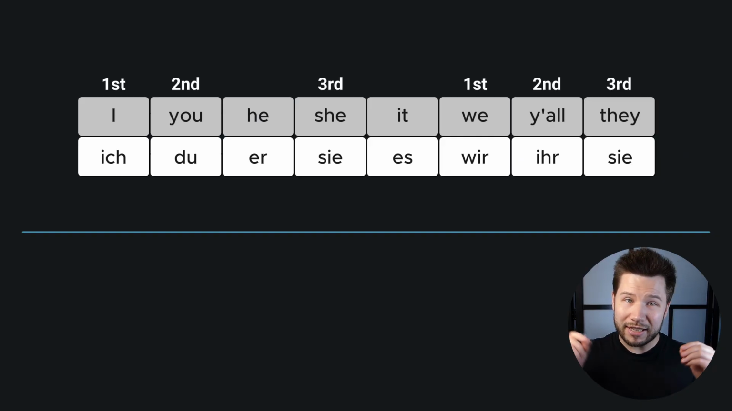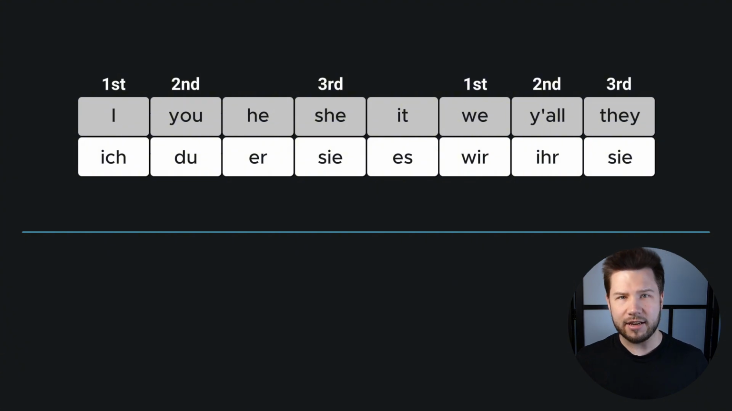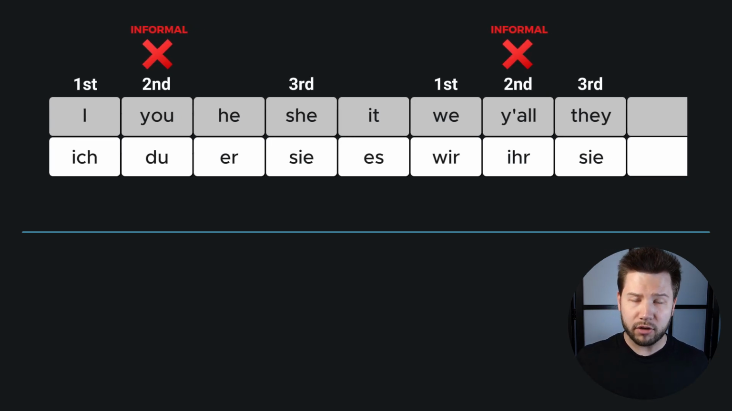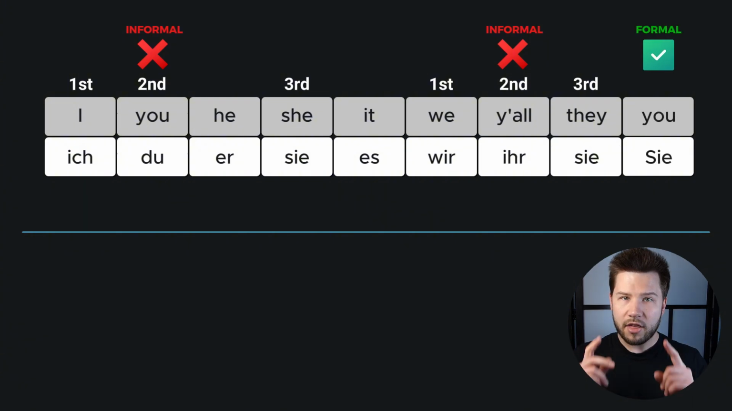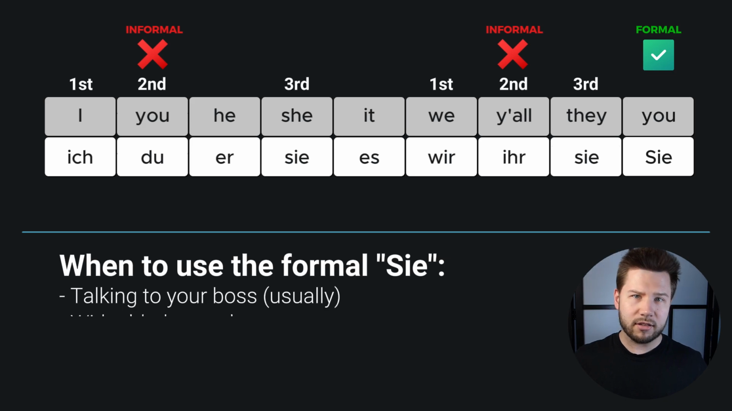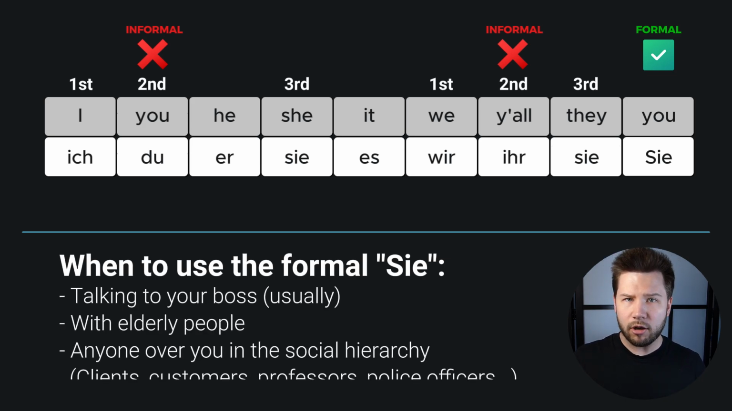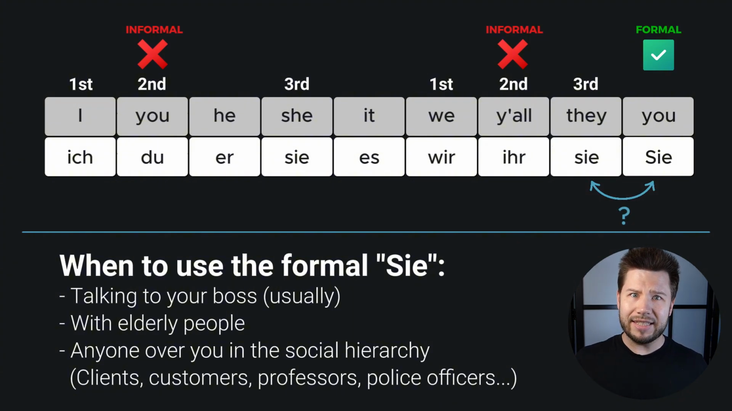Now before we get into the nitty-gritty, there's one last thing to add here. If you want to address someone formally, you can't do it with any of these pronouns. Both du and ihr are used in informal speech, and the formal version of those two is yet another sie, but this time capitalized. This is the form you need when talking to your boss, elderly people, or basically anybody over you in the social hierarchy. And a very good question here would be, why sie? Why would I use they when talking to somebody in person?